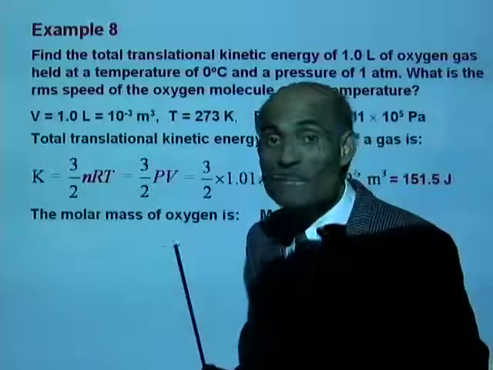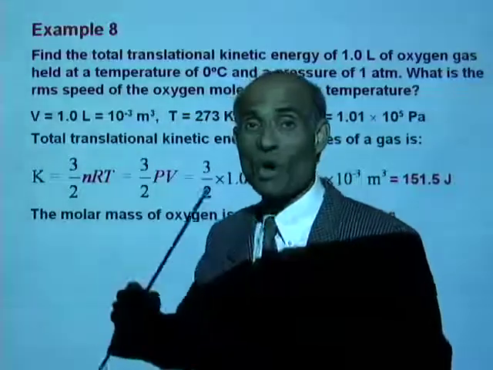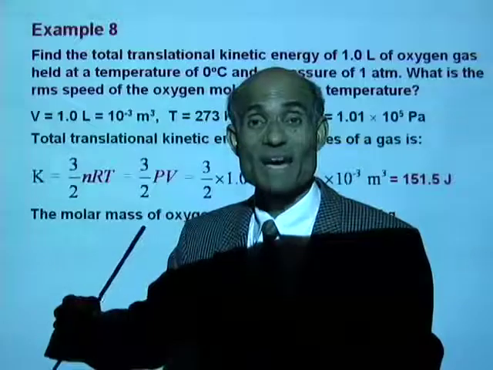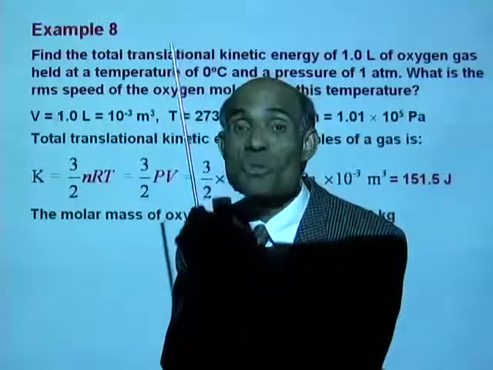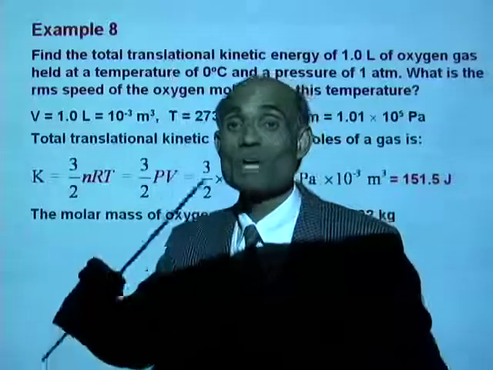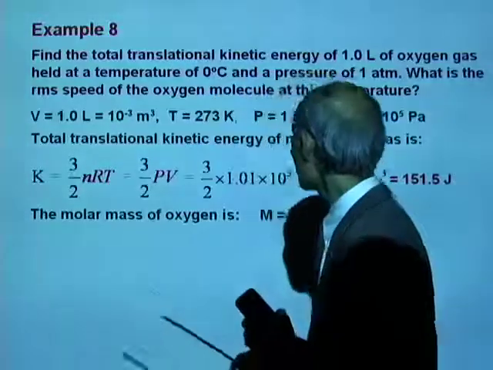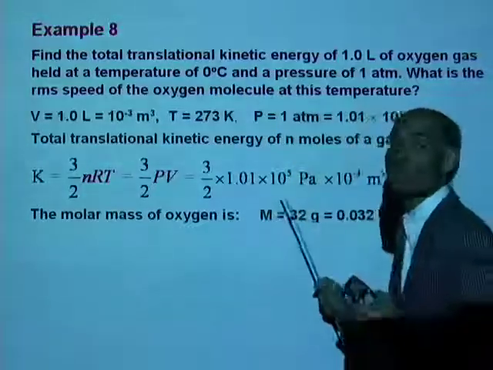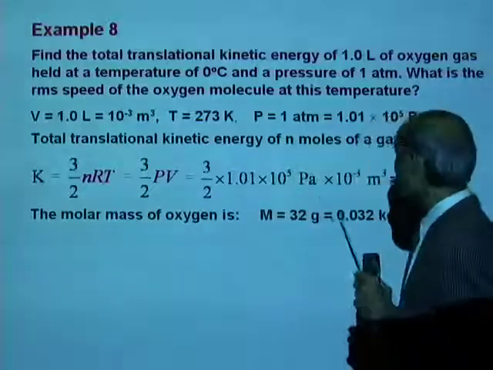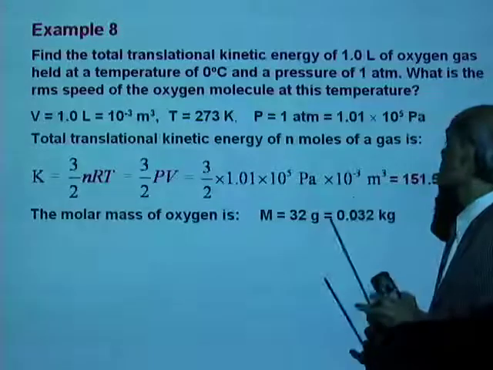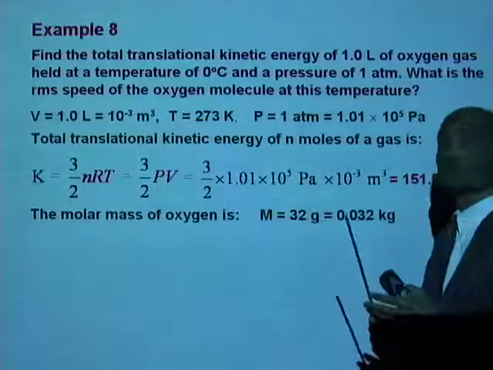The atomic weight is 16. But oxygen is a diatomic gas. That means its molecule is made up of 2 atoms. So the molecular weight of oxygen is 32. That means the mass of 1 mole of oxygen is 32 grams, which is 0.032 kilogram.